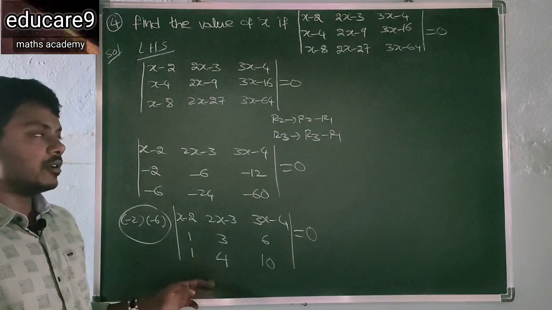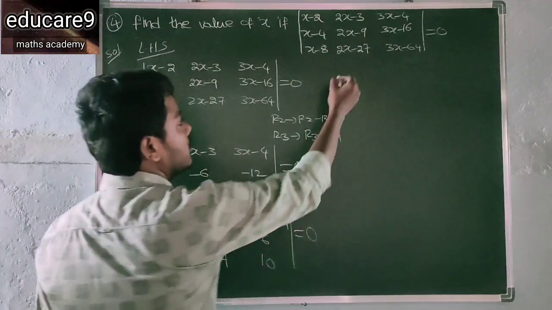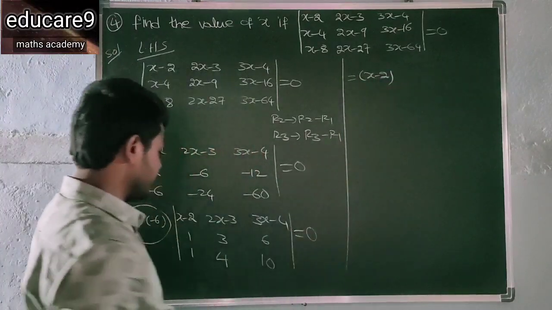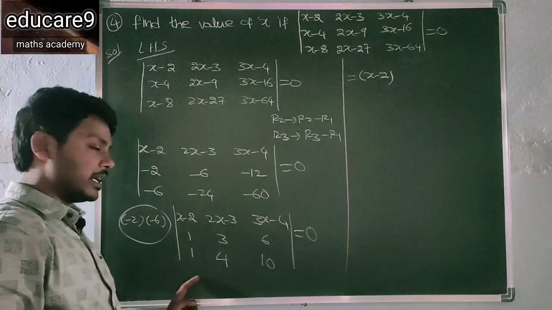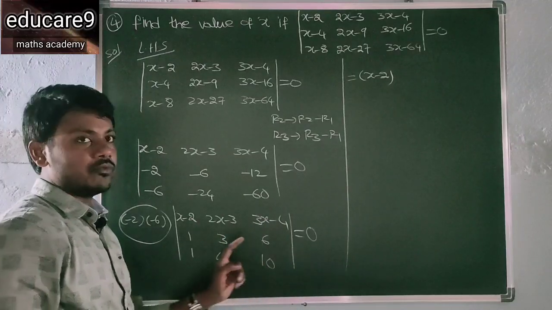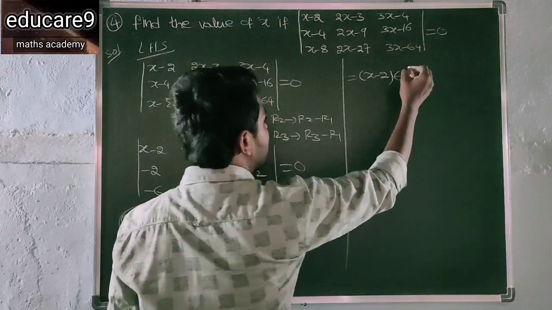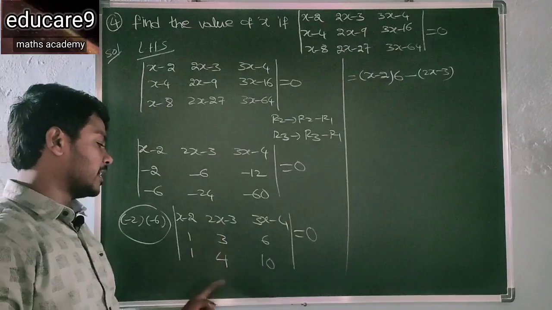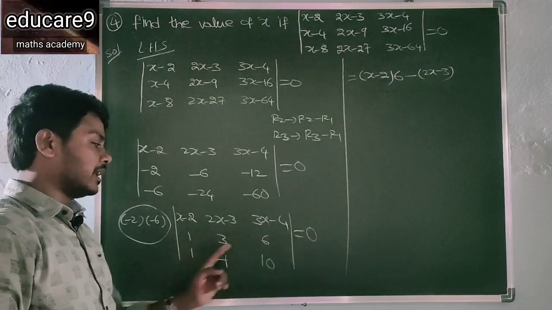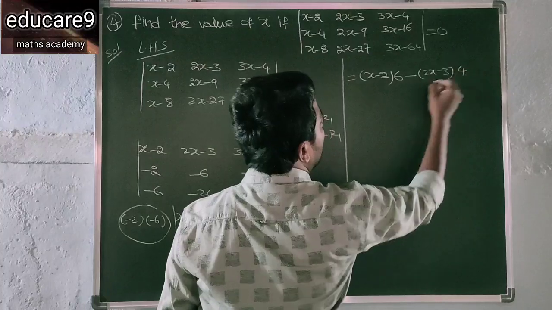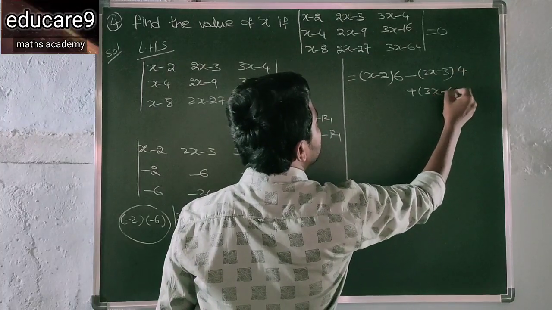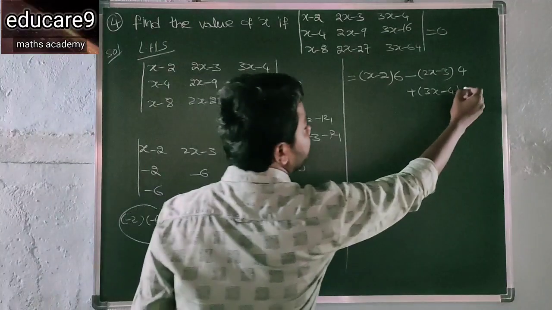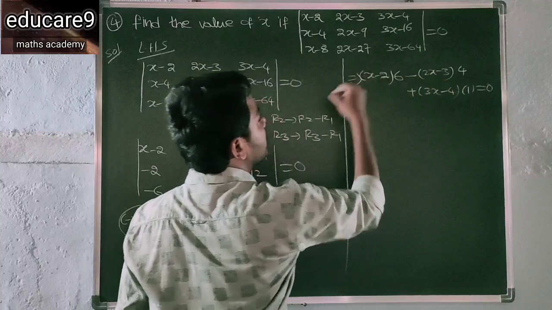Now find this determinant. So what you get: x minus 2 into, delete the corresponding row, corresponding column, so 30 minus 24, that is 6, minus 2x minus 3 into, again delete the corresponding column, corresponding row, so 10 minus 6 will get 4, plus 3x minus 4 into 4 minus 3, that is 1, is equal to 0.